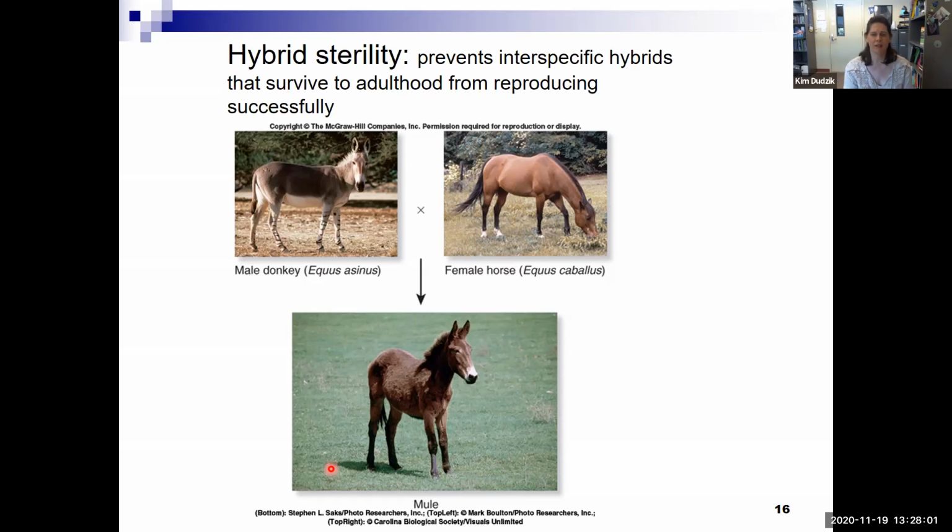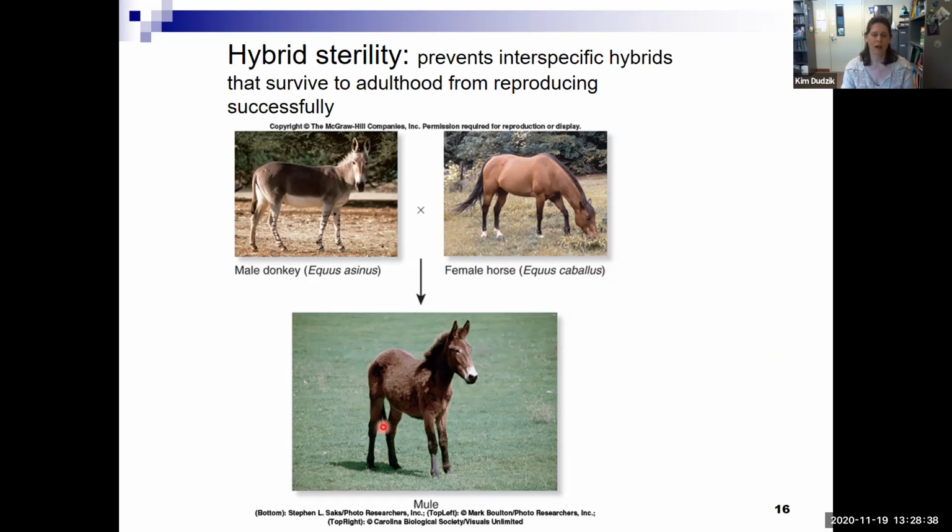It prevents the interspecific hybrid, so the mule is considered the interspecific hybrid, those that do survive to adulthood, from reproducing successfully. Okay, and the reason is because the chromosome numbers are incompatible. Remember when we talked about reproduction, that the chromosome numbers have to match, right? And this is mostly true in animals. We'll see something a little bit different in plants. But so a horse has 32 chromosomes and a donkey has 31 chromosomes.